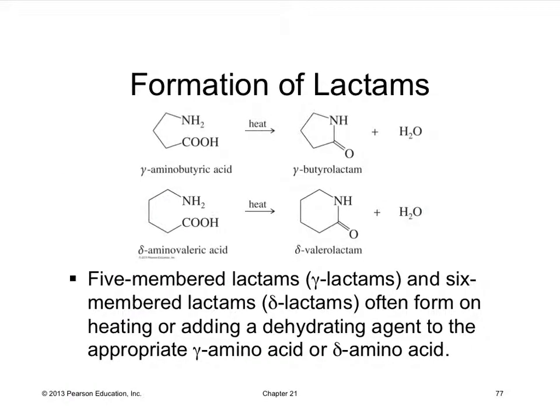Formation of lactams. If you have an amine and carboxylic acid within a ring, and it's 5-membered, you can form a 5-membered ring, which would be gamma-butyrolactam, in the presence of heat. If it's gamma, right, so this would be 6, this is gamma, this is delta, a 6-membered lactam forms gamma-valerolactam. And this is all done in heat to generate that.